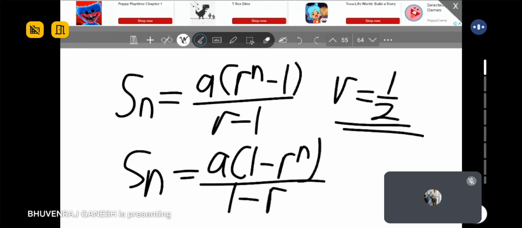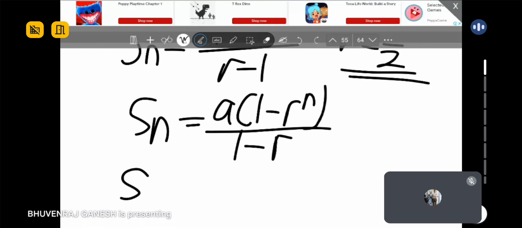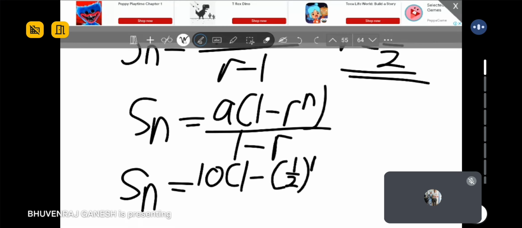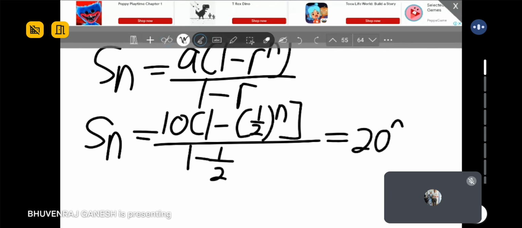So now gantikan sajalah. Kita nak cari nilai n, so you leave it unknown. So a value sama dengan 10. Just now you found 1 minus r, (1/2)^n. And then 1 minus half. Do you guys understand how I get this? Boleh kan? So now simplify. So you will get 20 and then (1 minus (1/2)^n). That's all. So this is your final answer.